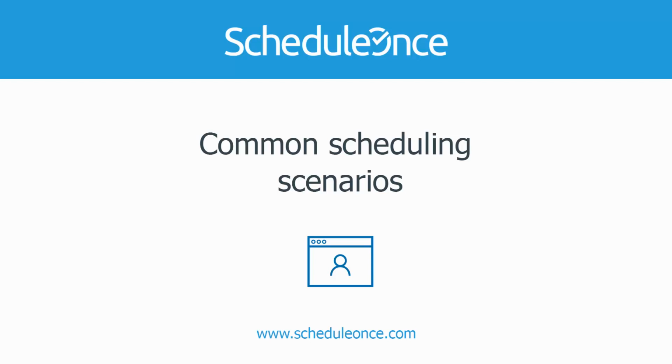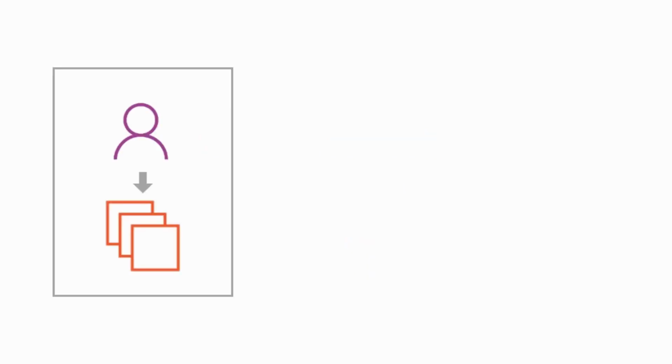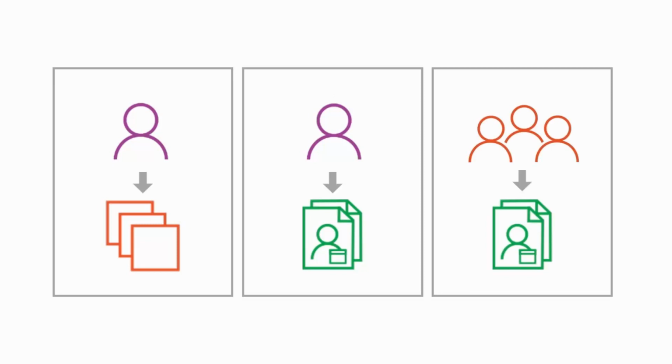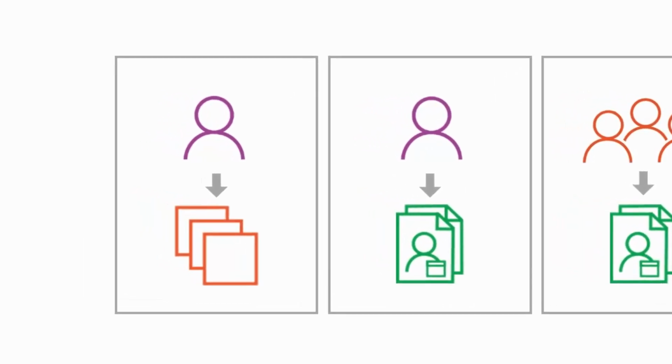In this video, we will review some of the most common scheduling scenarios used by our customers. The first includes an individual offering multiple event types. The second scenario includes a single user using a master page, and the third is a multi-user scenario with a master page. Let's look at the first example.